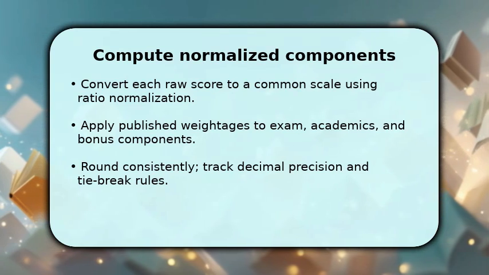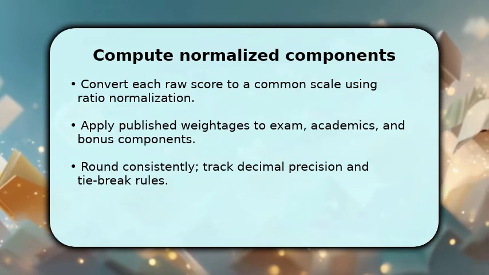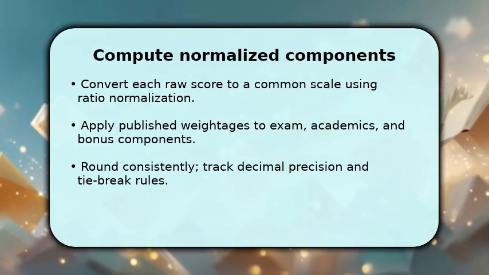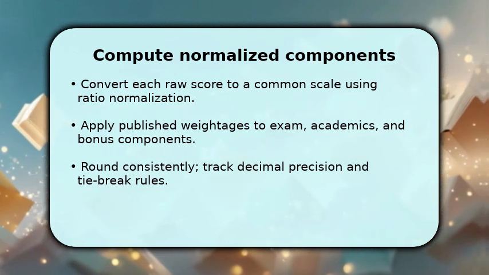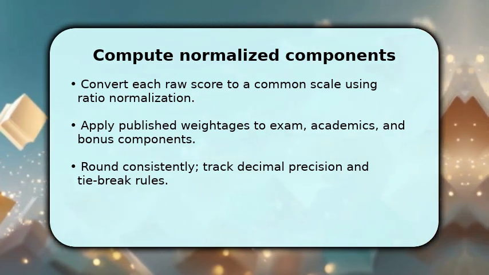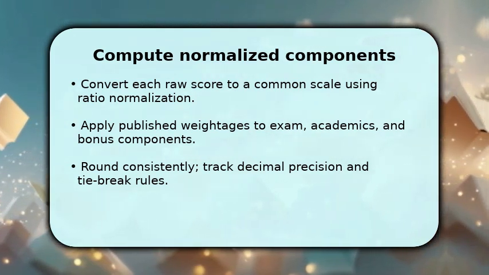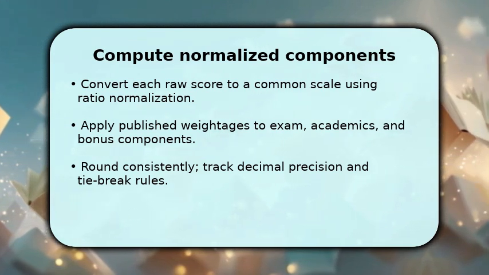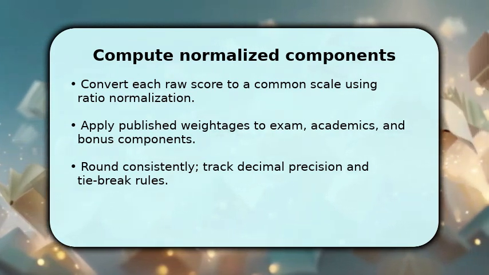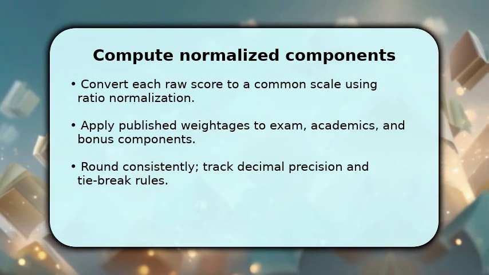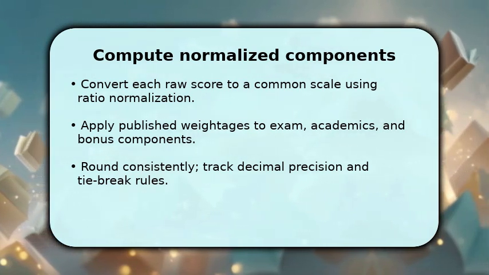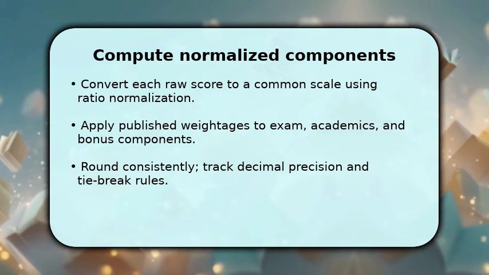You now convert every component to the common scale the authority uses, for example scaling a 100-mark exam to a 600-mark system by ratio. Once components are scaled, multiply each by its assigned weight percentage. This yields weighted contributions. Make sure to follow specified rounding and decimal precision. Rounding earlier versus later changes results.